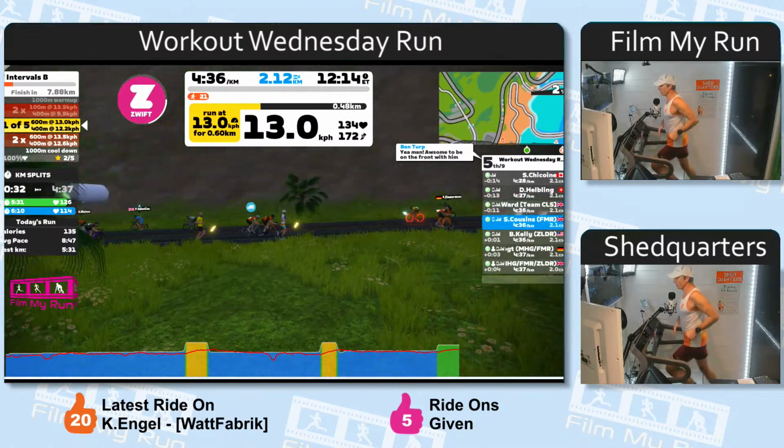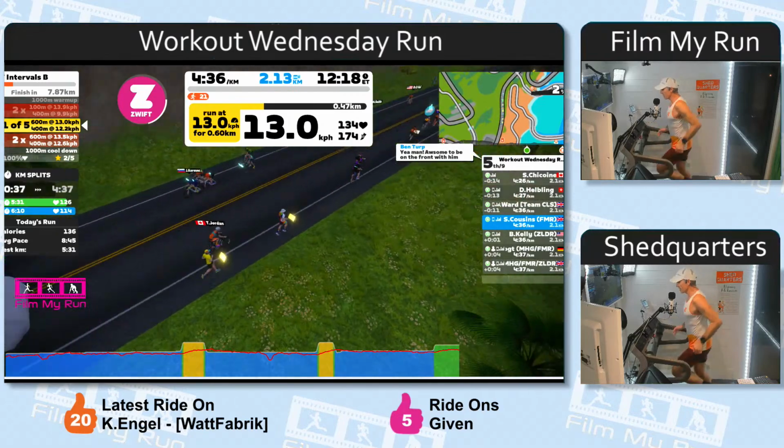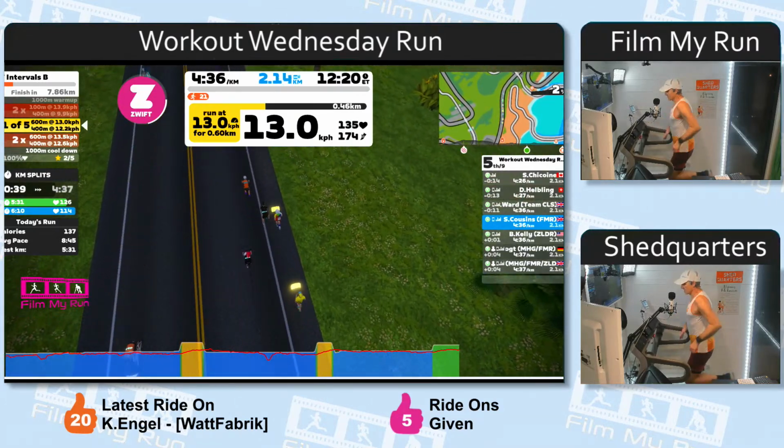And it is 7.6 degrees in shed quarters tonight. 7.6. It's a bit cool.